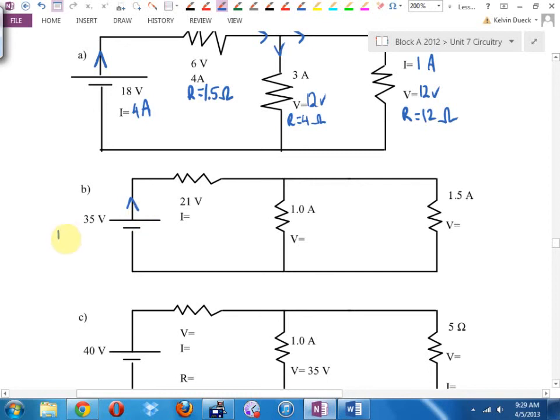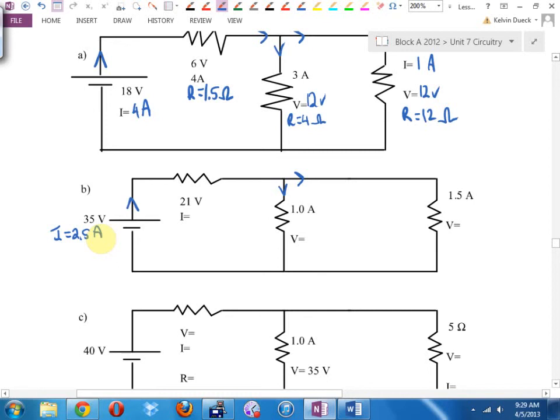Can you tell me the total current running through this circuit, the total number of skiers on the ski hill? 2.5. Where'd you get the 2.5? Oh! 1.5 went that way, 1 went that way, and they were initially all together. I guess we got 2.5 amps going through this ski hill.